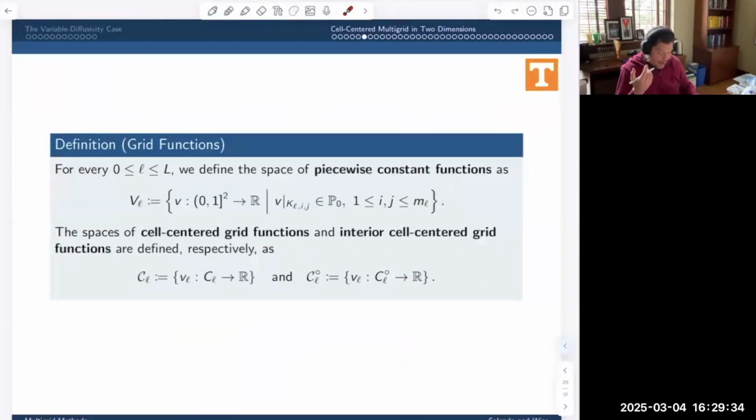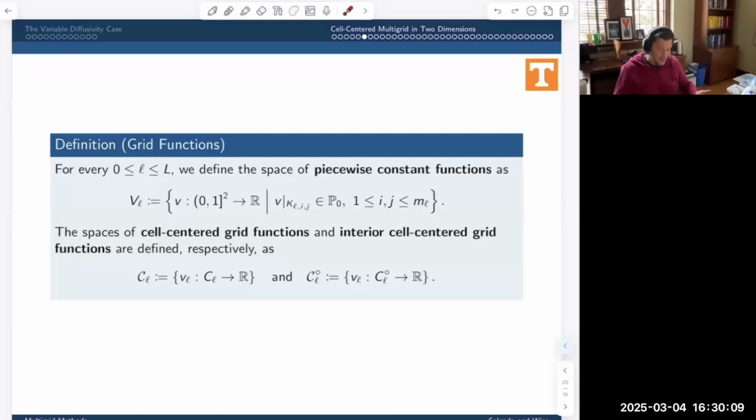Now, as in the one-dimensional case, we have a bunch of these function spaces that we can define. For example, we can define the space of piecewise constant functions, the VL spaces. These are functions that go from this half-open square into R, such that when I restrict V to each cell, they're just constant functions.